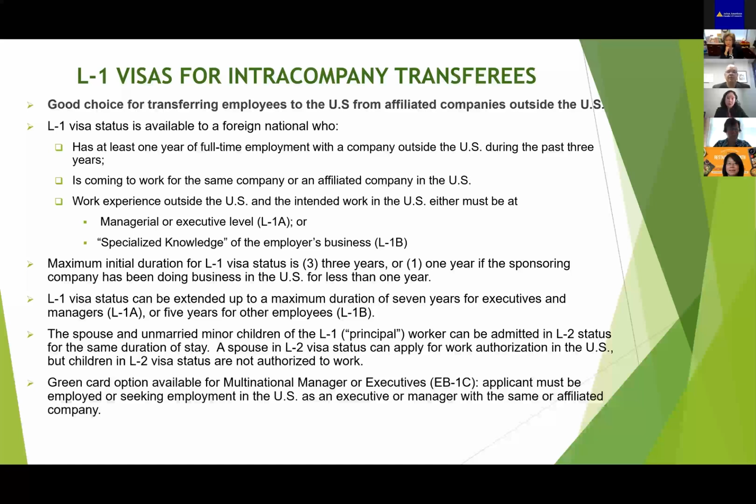Now, if the US company that employs the individual in, let's say, the L1A manager or executive level status feels that they would like them to remain permanently in the US, there is a path to a green card, to legal permanent residency for this individual. This is known as the multinational manager or executive category. The applicant who's seeking permanent residency in this category must be seeking employment in the same type of position, executive or managerial, with the same or an affiliated company. So that is the L1 visa option in a nutshell.